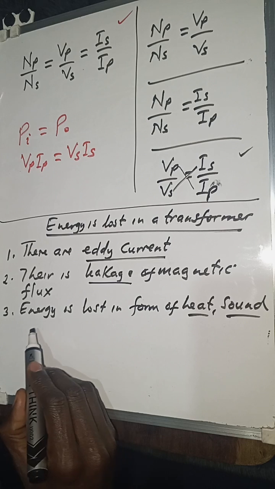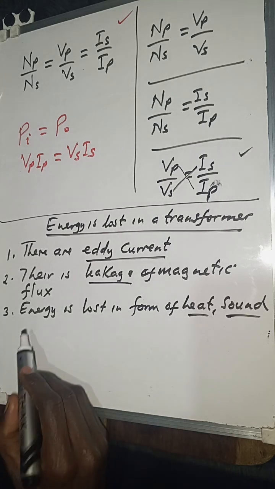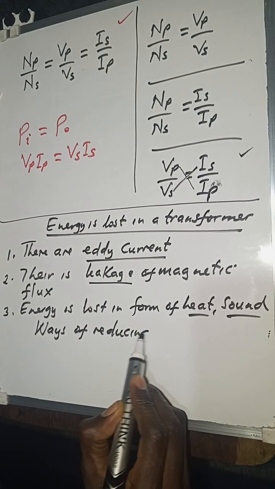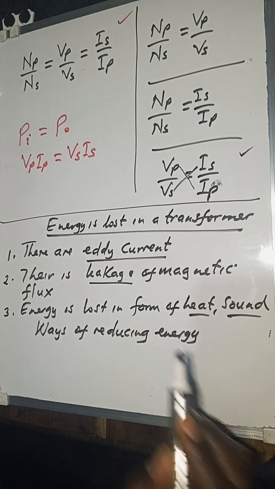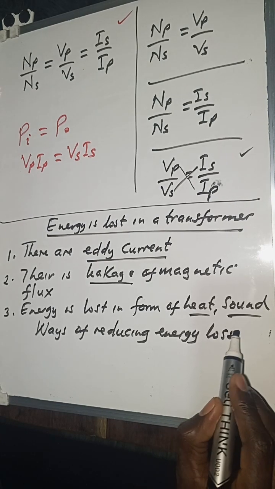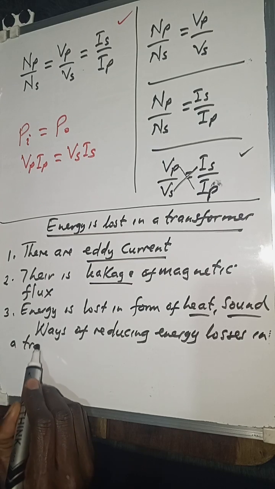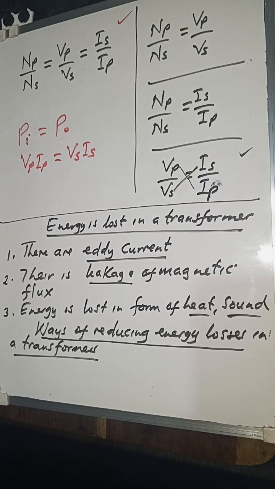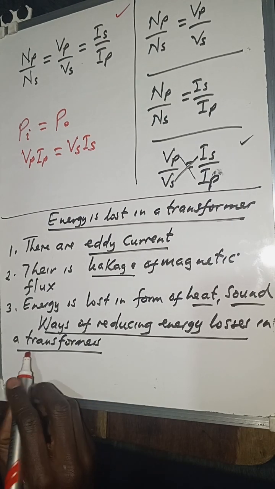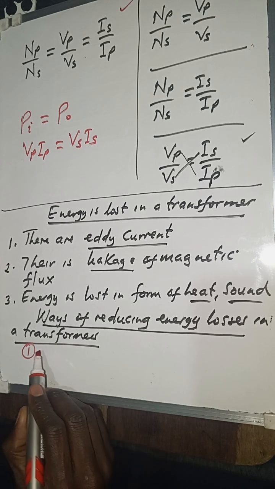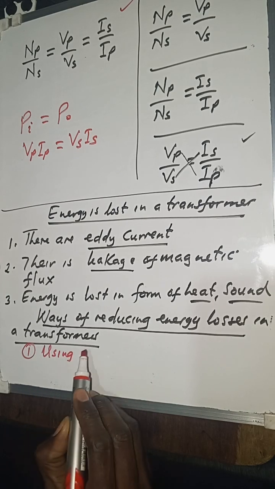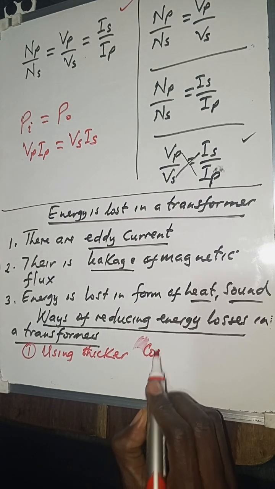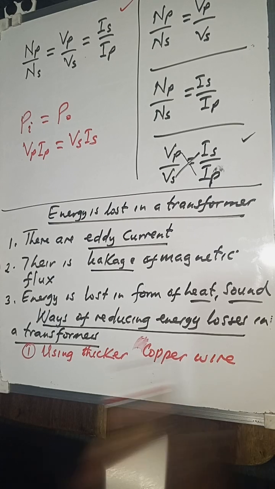So now, what are some ways of preventing or reducing energy loss? So we can talk about ways of reducing energy losses in a transformer. There are many ways that we can reduce energy losses in a transformer. Number one, you can simply talk about using thicker copper wires.